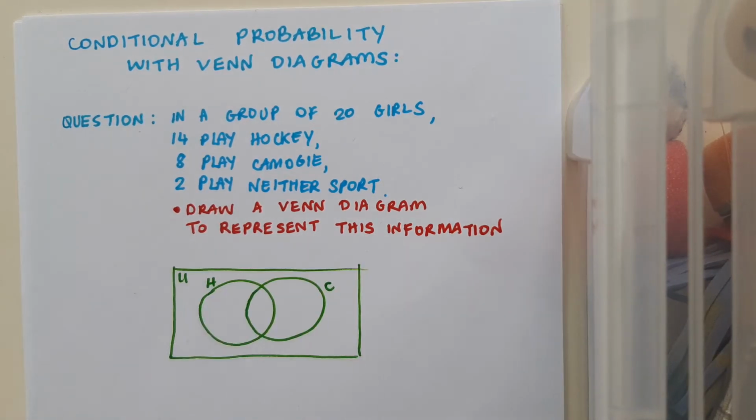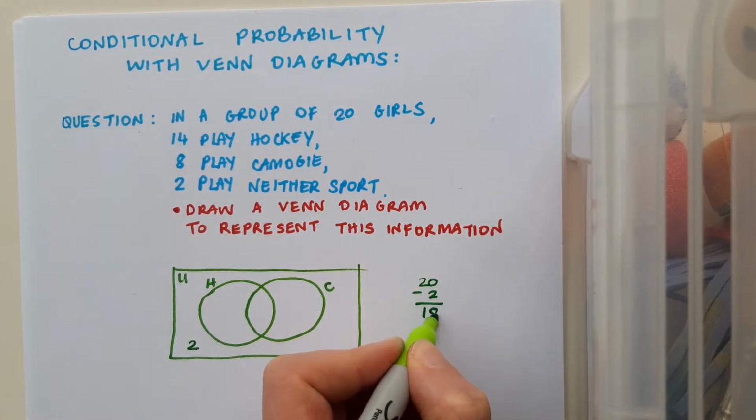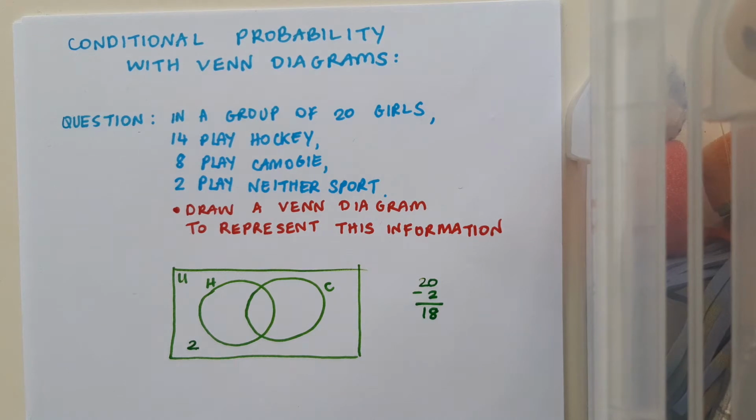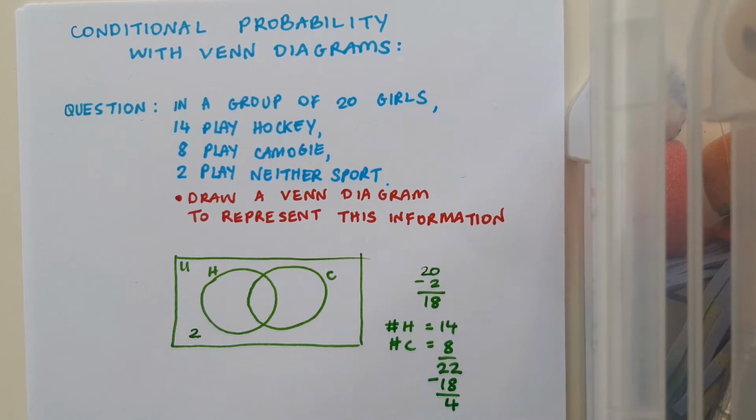So I'm going to start by filling in the 2 that play neither sport. And that brings me down to 18 girls that I still have to fill into the diagram. But if I look at the numbers for hockey and camogie, so the cardinal number of H, which is 14, and the cardinal number of C, which is 8, well, they total 22, which seems to be a bit too much to fit into the Venn diagram. Don't forget, I can just subtract the total that I'm allowed, and that lets me know what to put in the intersection.